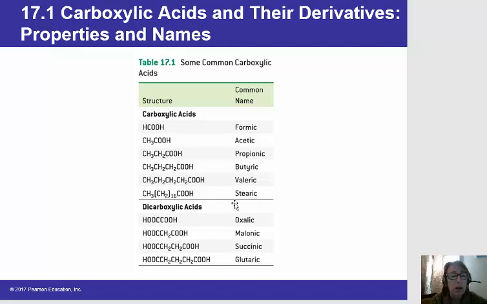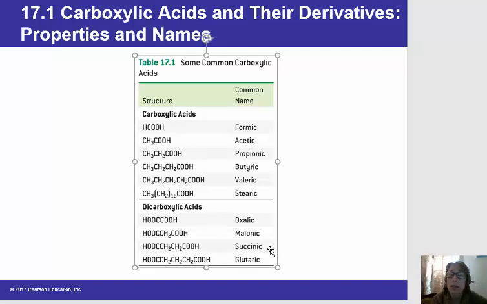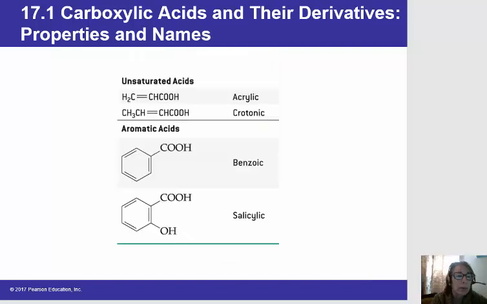And then an important carboxylic acid that you'll see a lot in this chapter is stearic acid, which has a total of 18 carbons. And then the common names for the dicarboxylic acids: oxalic acid, which in IUPAC would be ethanedioic acid, malonic acid, which in IUPAC would be propanedioic acid, succinic acid, which in IUPAC would be butanedioic acid, and glutaric acid, which in IUPAC would be pentanedioic acid.